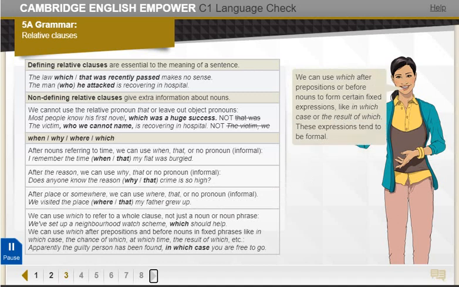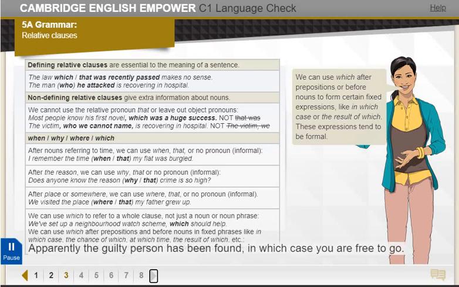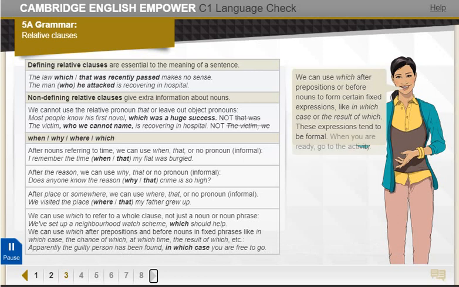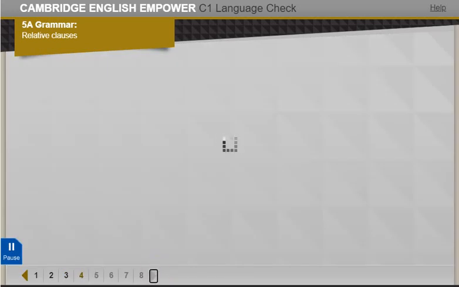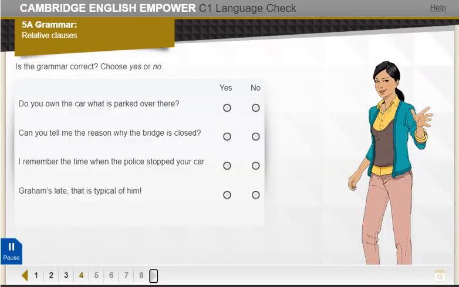We can use which after prepositions or before nouns to form certain fixed expressions like in which case or the result of which. These expressions tend to be formal. When you are ready, go to the activity. Is the grammar correct? Choose yes or no.